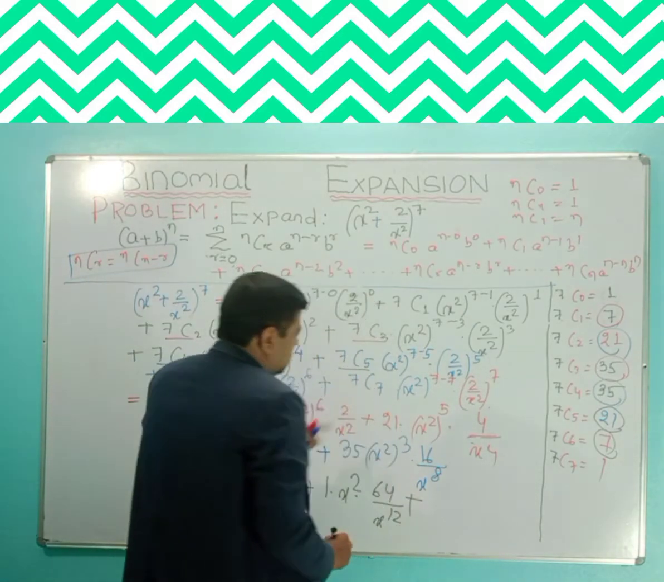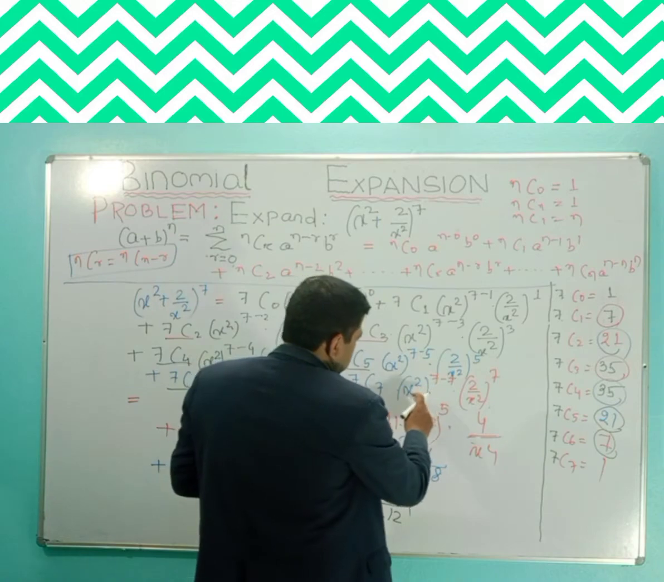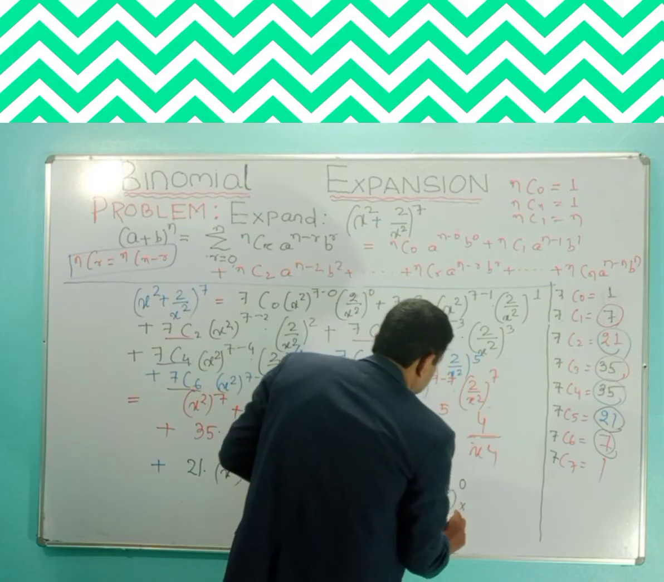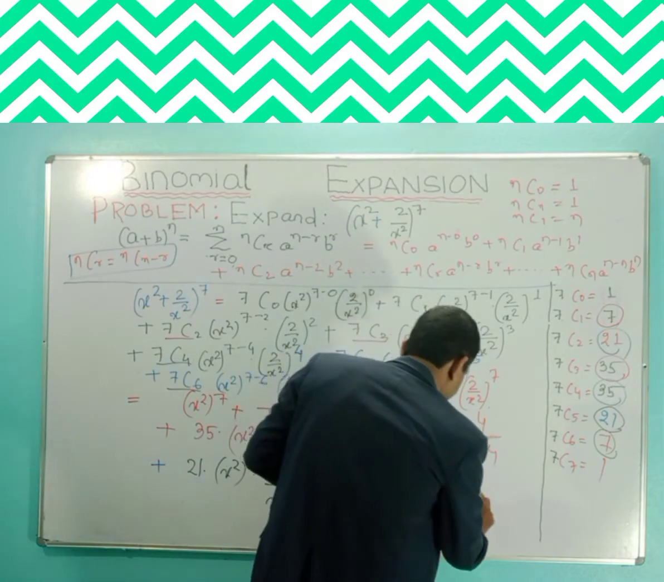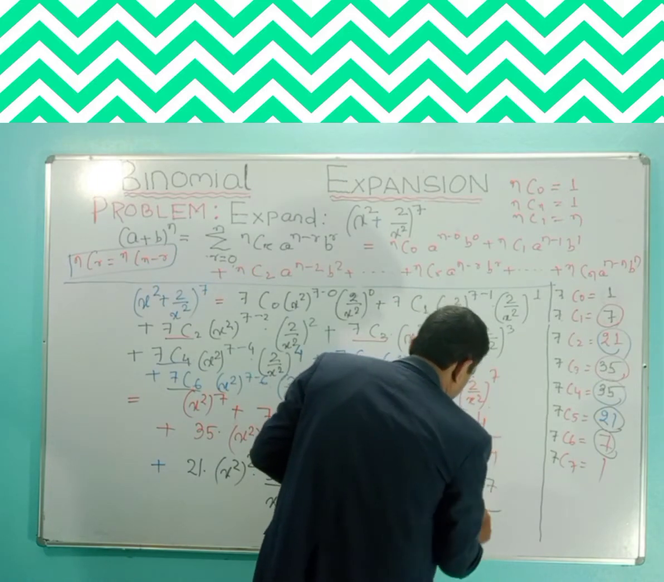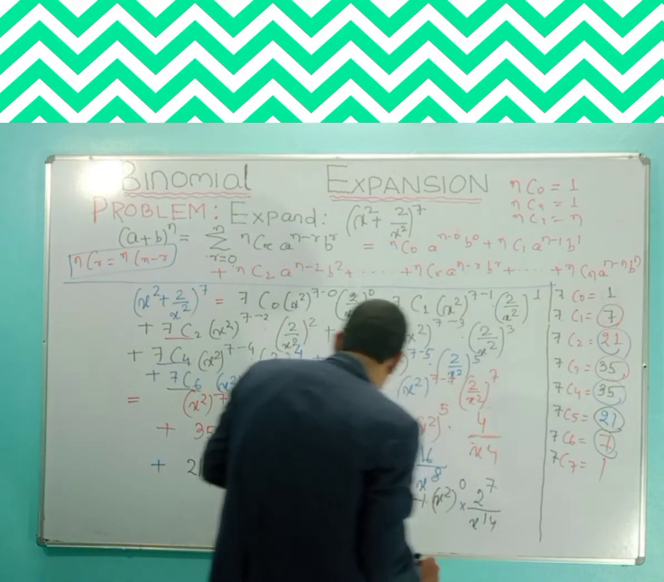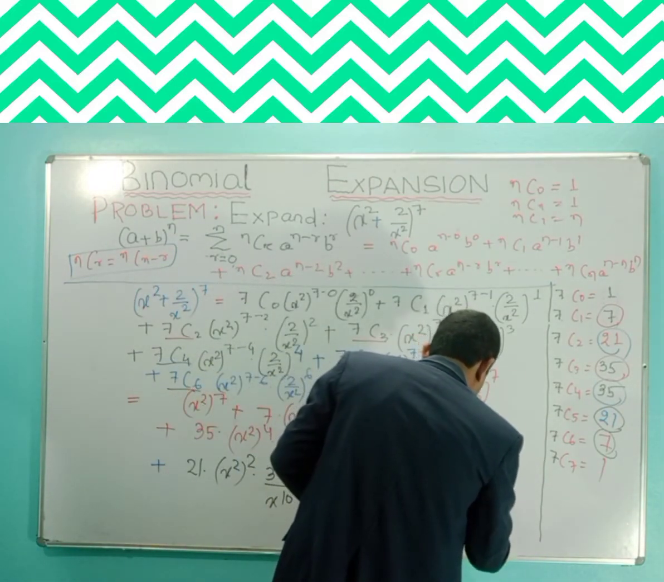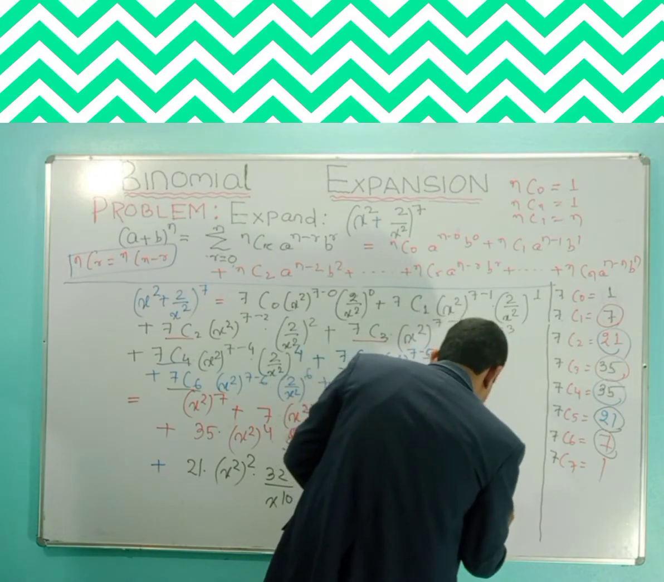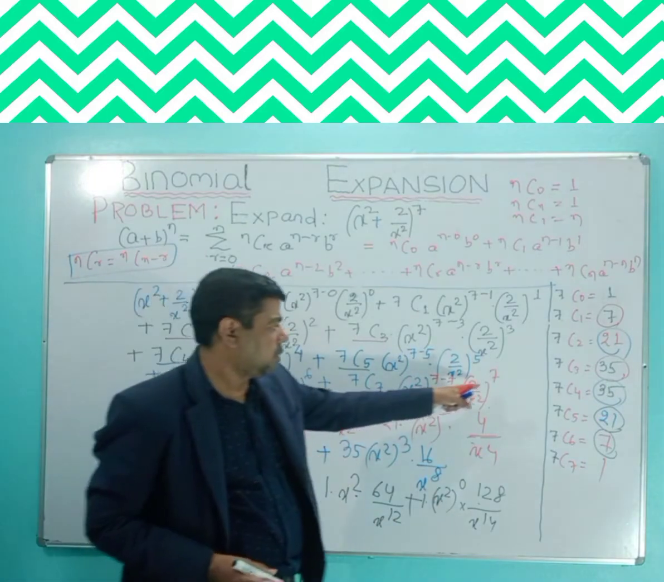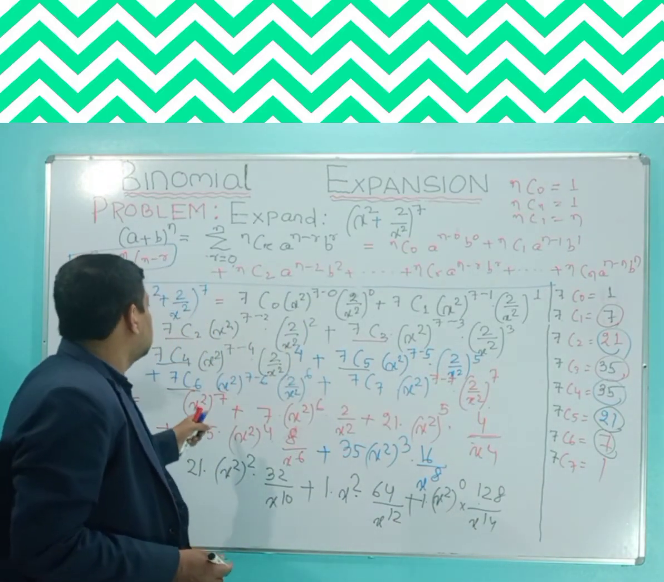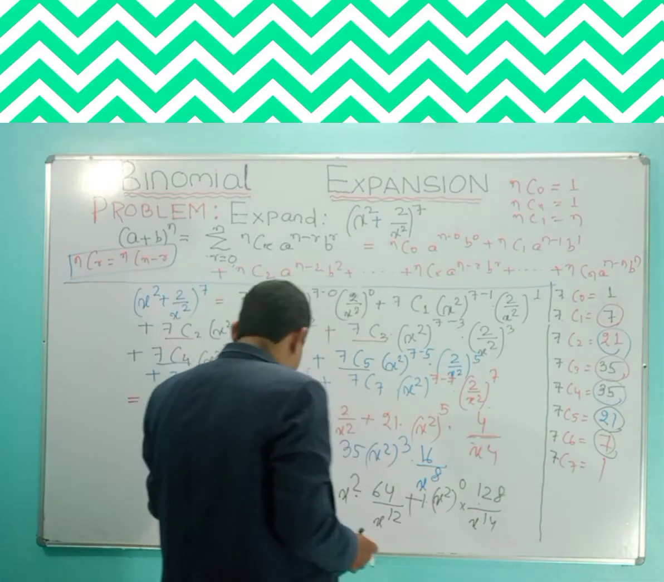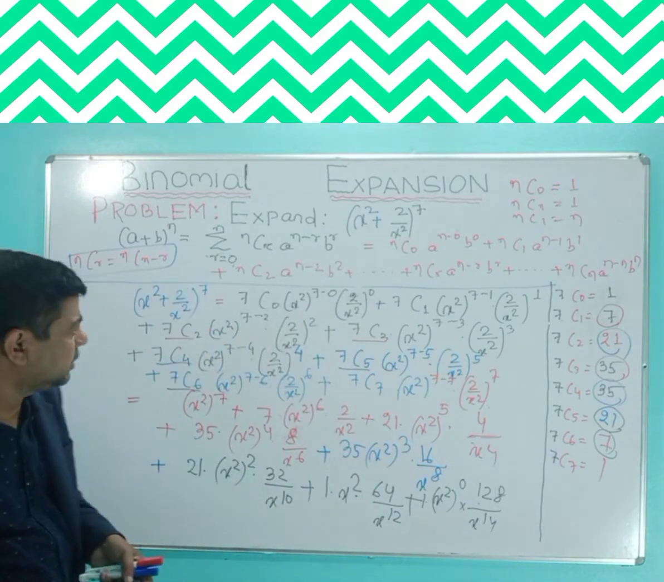Plus the 7c7 value is 1, and x squared whole to the power 0 into 2 to the power 7 divided by x to the power 14, since 2 times 7 is 14. Understand or not? Okay, and 64 times 2 will be 128, which is 2 to the power 7. So this is how it contains 8 terms. Once again check: 1 2 3 4 5 6 7 8. Understand? Is it clear?